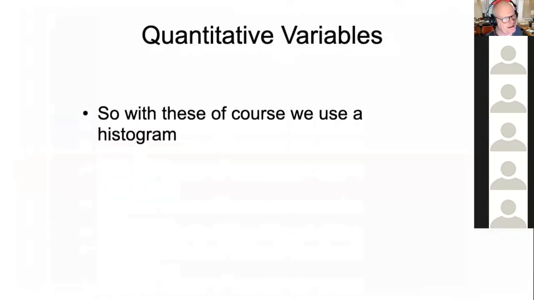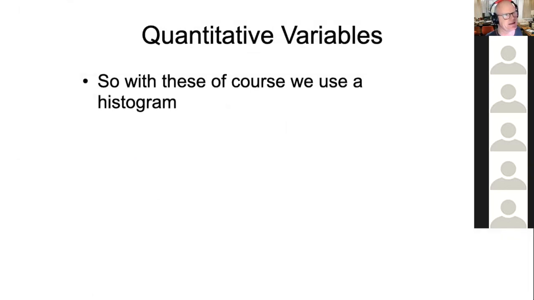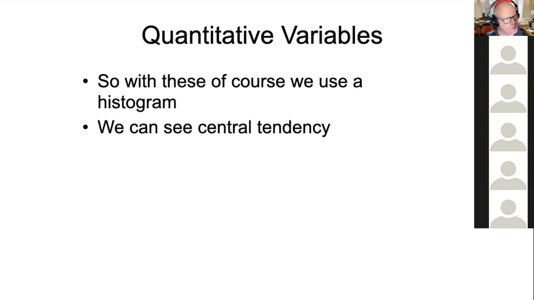So we have quantitative variables we use as the histogram. Quantitative just means they have quantity. What we can do with quantitative variables and a histogram is we can actually see central tendency, and we can see the spread, how spread out the numbers are, and we can see the shape. Really, these three qualities of a distribution of a batch of numbers allow us to describe a batch of numbers well.